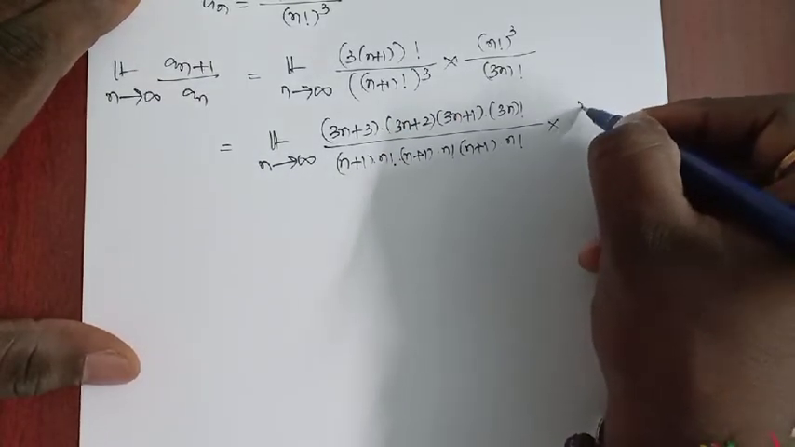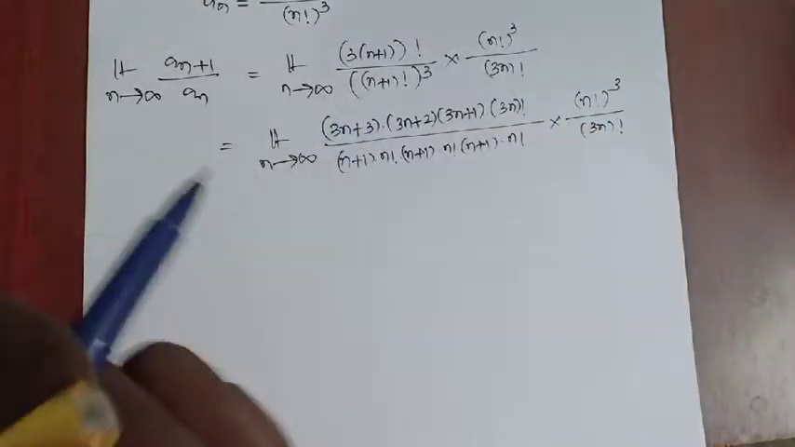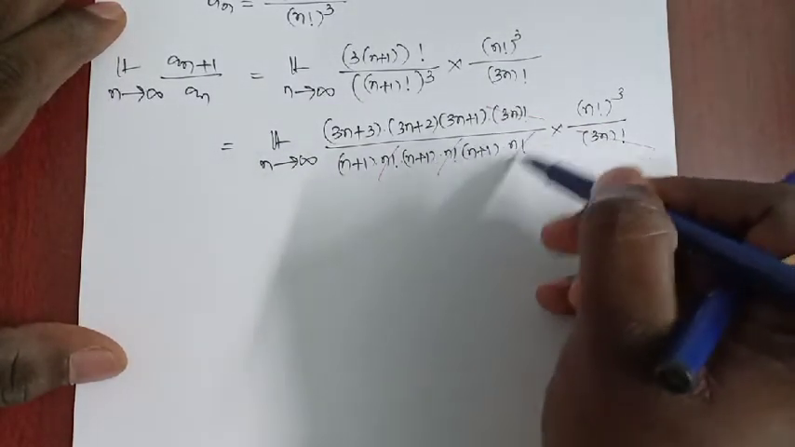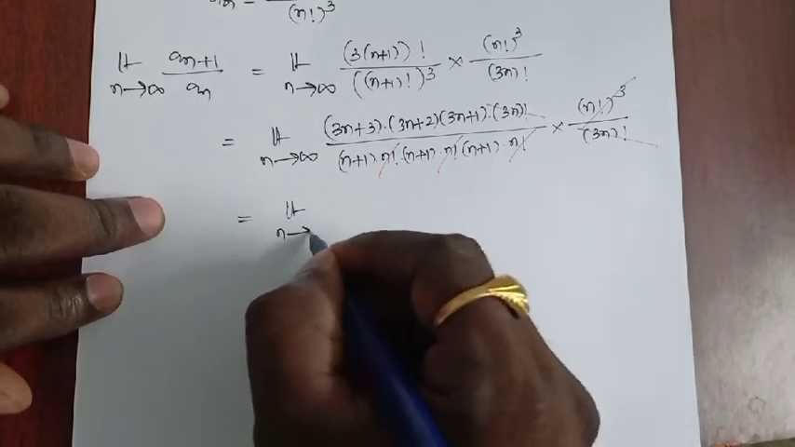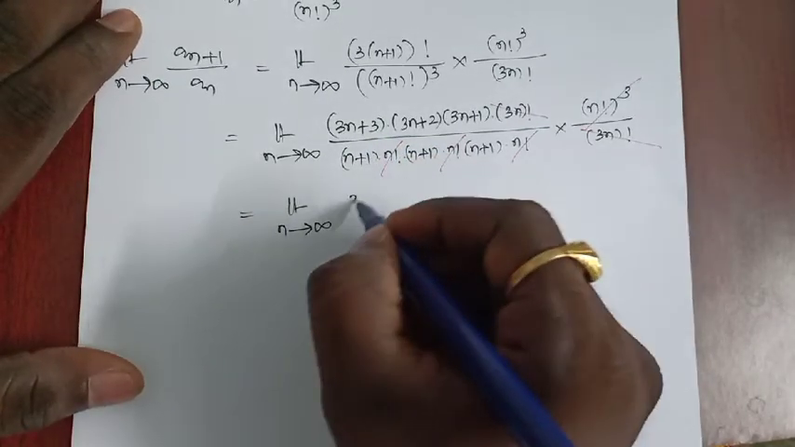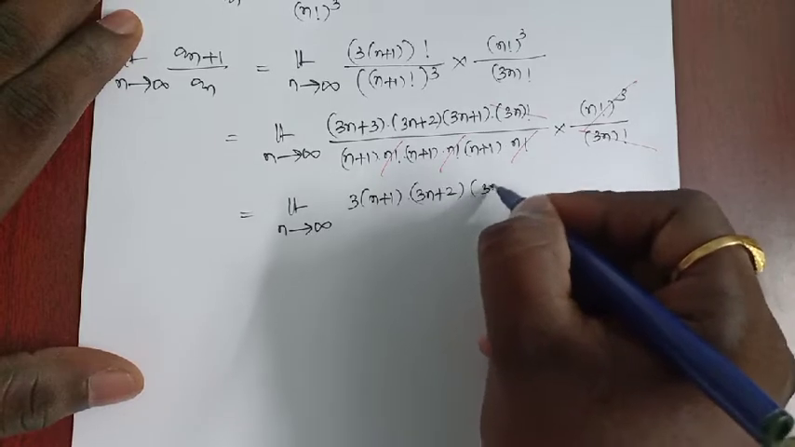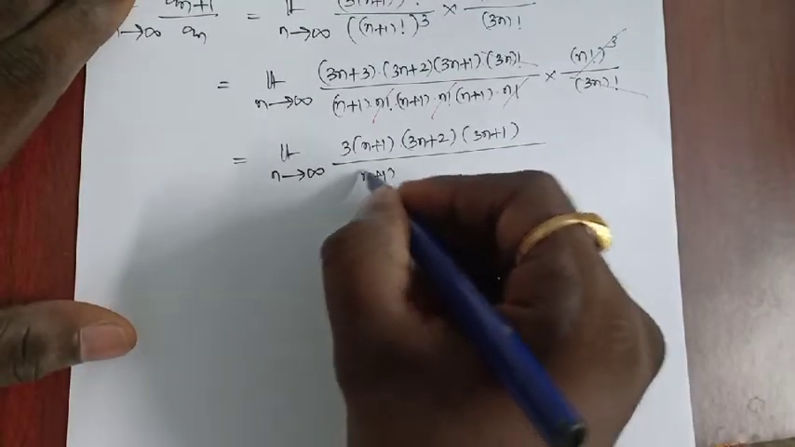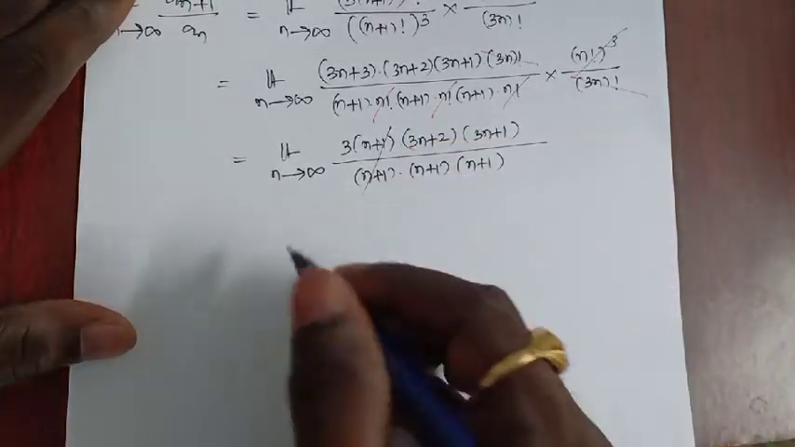Now in the numerator we have n factorial whole cube divided by 3n factorial, so 3n factorial gets cancelled, and n factorial whole cube cancels as well. So finally, limit n tends to infinity, now take 3 common here: 3(n+1), so (3n+2) into (3n+1) divided by (n+1) into (n+1) into (n+1). So (n+1) gets cancelled.